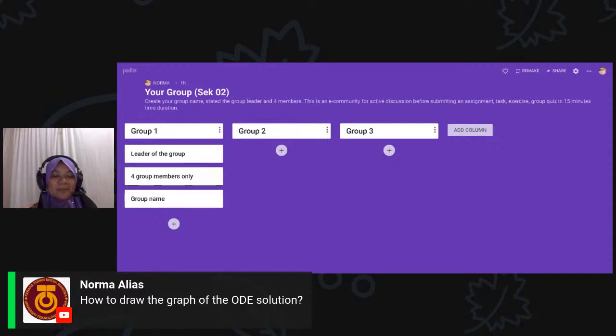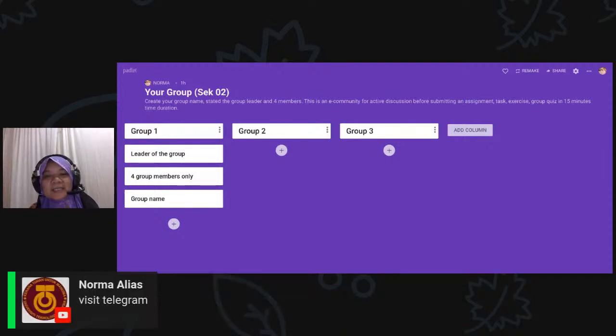Go to your Telegram. I already posted the link at the Telegram. You can see the link. Visit your Telegram. When you visit the Telegram, there is a link, and then start discussing in your group. And then fill in a form here.